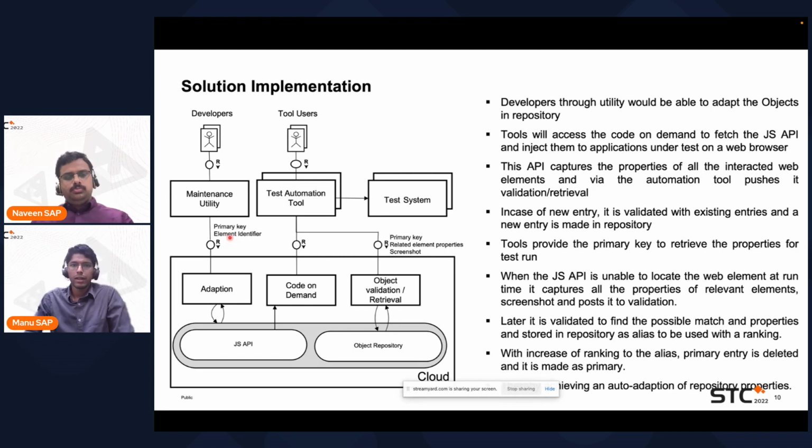The second flow, that's the execution and maintenance flow, is when a user triggers an automate. Here, the primary key mappings, which we had mentioned earlier, would be used to fetch the properties from the object repository. And using these properties, the tool would be executing the automate.